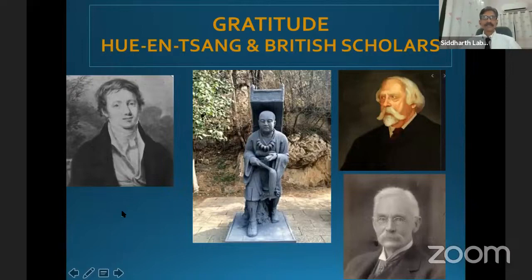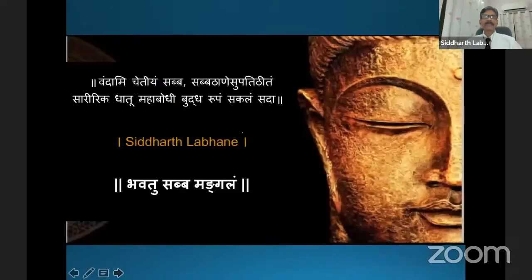The entire discussion is revolving around this gatha: Vandami Chetiyang Sabbang, Sabbatthane Supatitthitang, Saririka Dhatu, Mahabodhi, Buddha Rupang, Sakalang Sada. When we recite these words in a prayer, when we venerate the Buddha, you say it, no? Vandami Chetiyang Sabbang: whatever Chetiyas, we have just gone through the Chetiyas, I am venerating all the Chetiyas. Sabbatthane Supatitthitang: all the places where the Buddha's teachings are well established, for them also I am venerating. Saririka Dhatu: those relics of the Buddha, I am venerating the relics of the Buddha also.